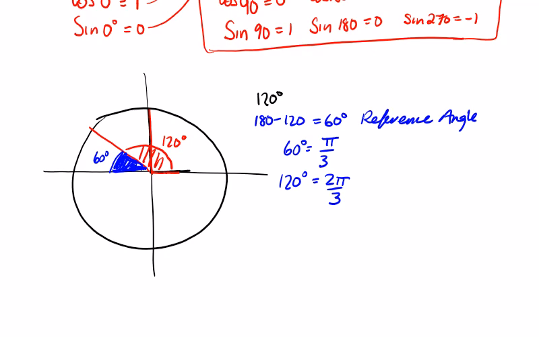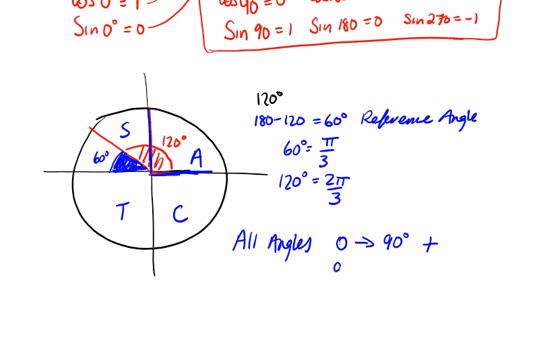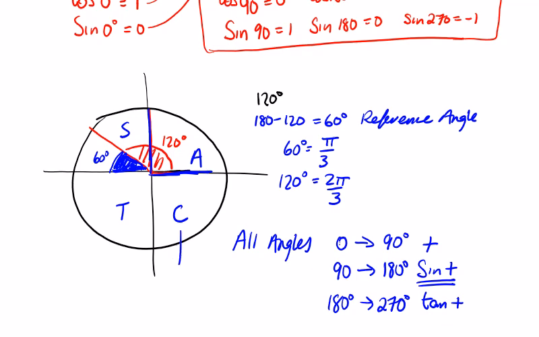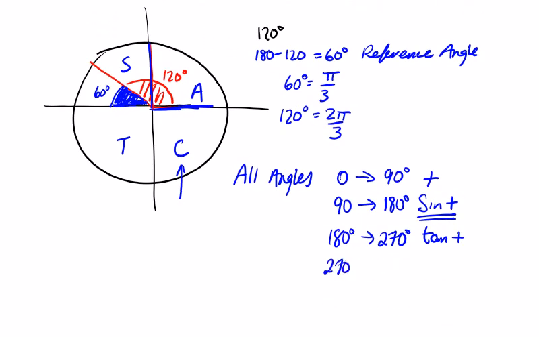So we can say, I'm going to put some letters in here, CAST. So you know from calculator use in junior cert trig, all angles, this is what the A stands for, all angles from 0 to 90 degrees are positive. I'm going to use a plus for positive. Between 90 degrees and 180 degrees, sine is positive only. That's what my S stands for. Between 180 degrees and 270 degrees, tan is positive, sine and cos are negative. And in here, the only angles that are positive between 270 degrees and 360 degrees are cos.